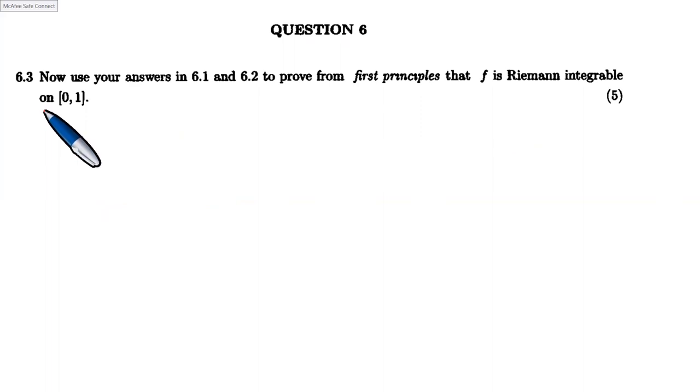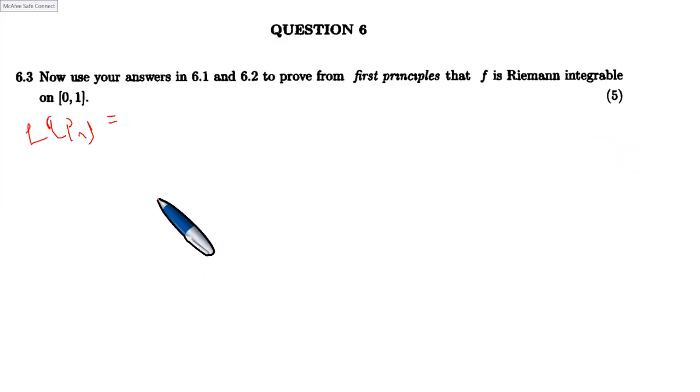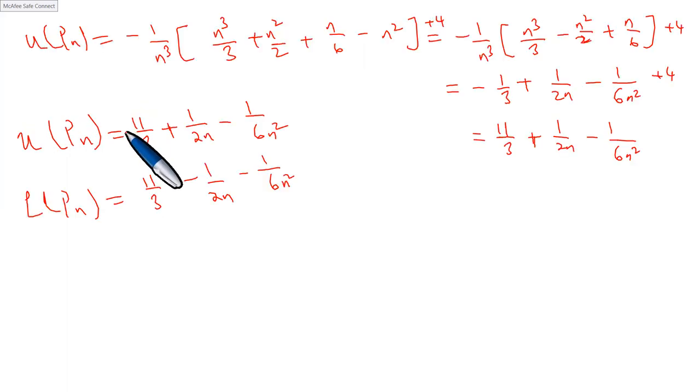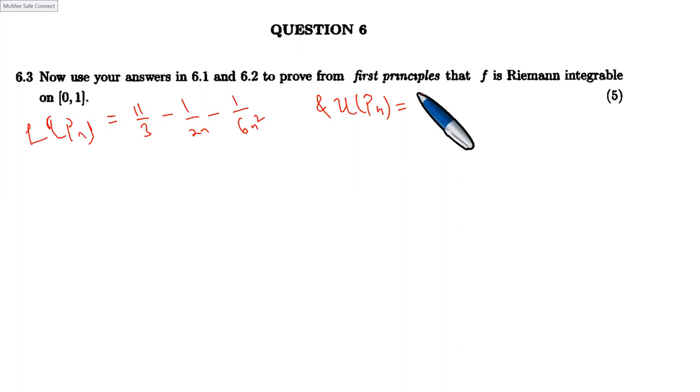So we have the two things. The LPN, which is equal to what? This one: 11 over 3 minus 1 over 2n minus 1 over 6n squared. And the UPN is 11 over 3 plus 1 over 2n minus 1 over 6n squared.